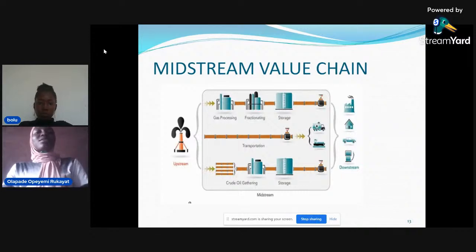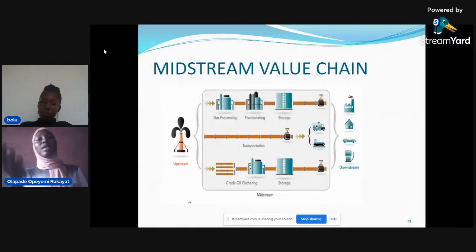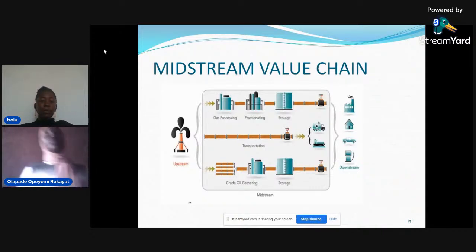The other one is the crude oil. The crude oil is gathered first, then stored, and then transported through your pipelines and all of that to the downstream. And your downstream, that's where you have your refineries, where they will refine it to useful products that can be used in our homes, for fuels for our cars, and also in filling stations, services, and all of that. So that's just it about the midstream value chain.